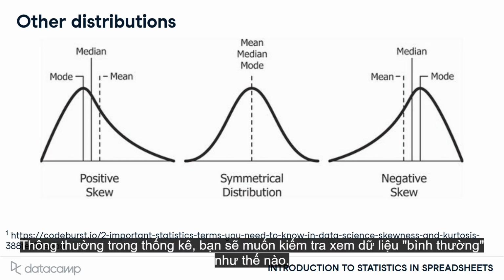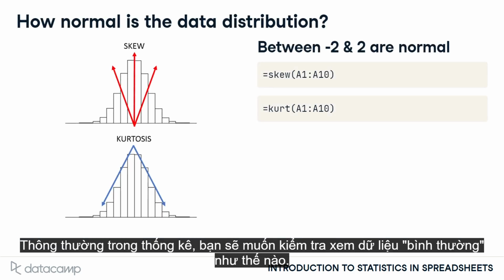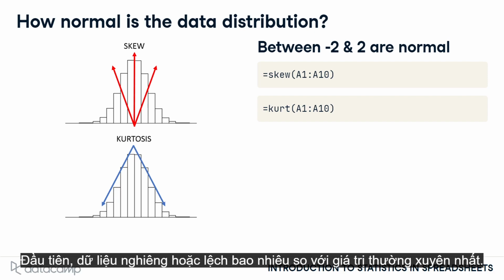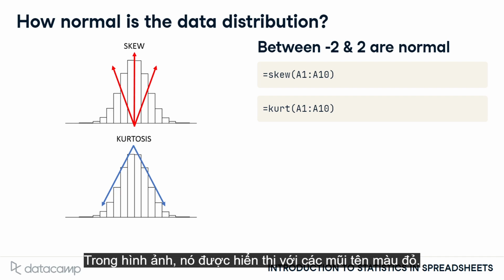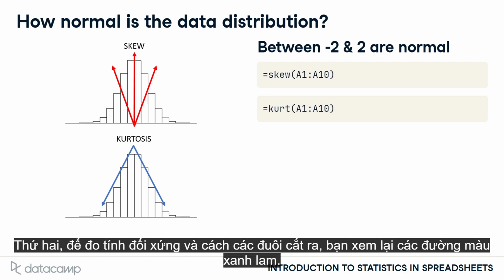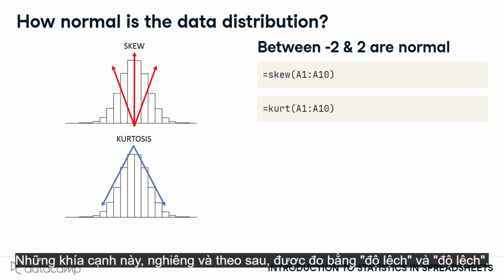Often in statistics, you will want to test how normal the data is. Even though you can plainly see a bell curve shape, there are two mathematical aspects to a normal distribution. First, how much does the data lean or skew from the most frequent value? In the visual, it's shown with red arrows. A normal distribution will have little to no skew, represented by the vertical red arrow. Second, to measure symmetry and how the tails of the data trail off, you review the blue lines. These aspects, leaning and trailing off, are measured in skew and kurtosis.